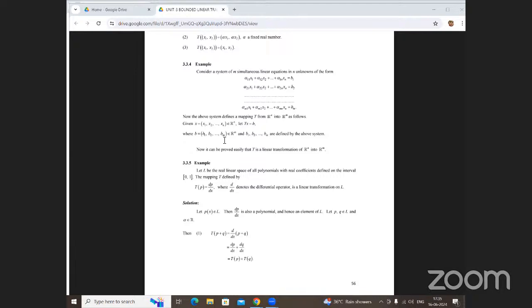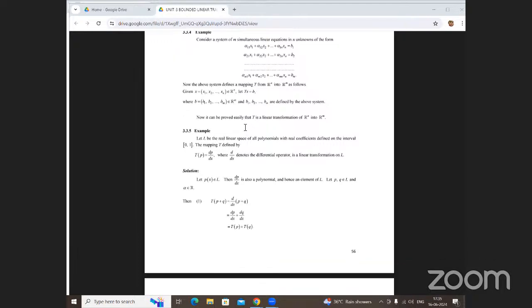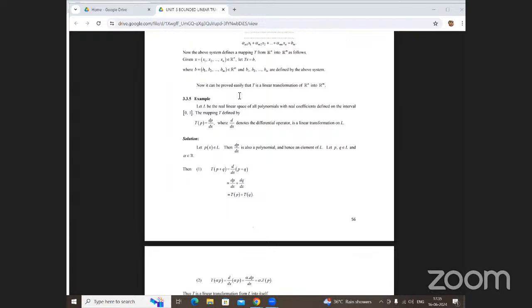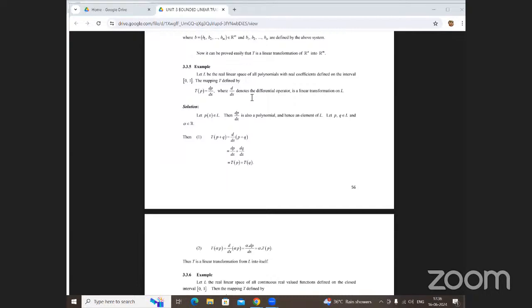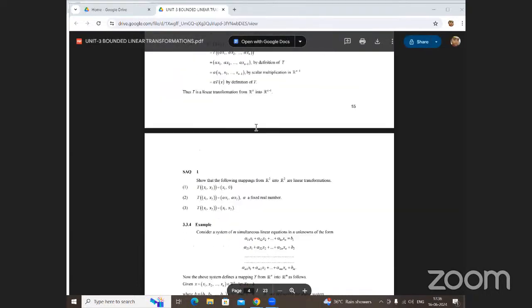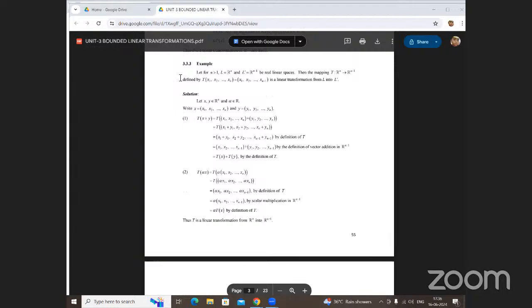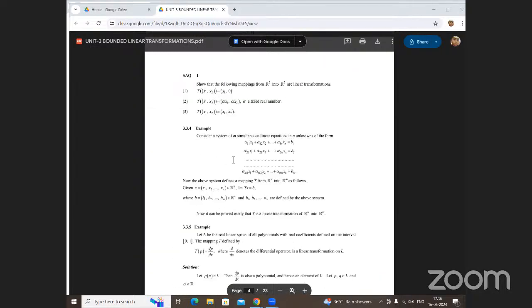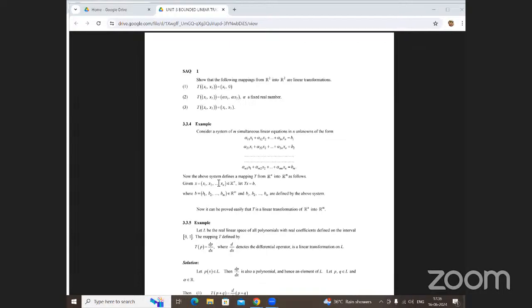So this is the image of the expression. The m values, simply notated as b, are the image in R^m. So again, the map T from R^n to R^m is defined by Tx = b. This is the defined system. It can easily be proved that T is a linear transformation of R^n into R^m. We already proved this in example 8.3.3.